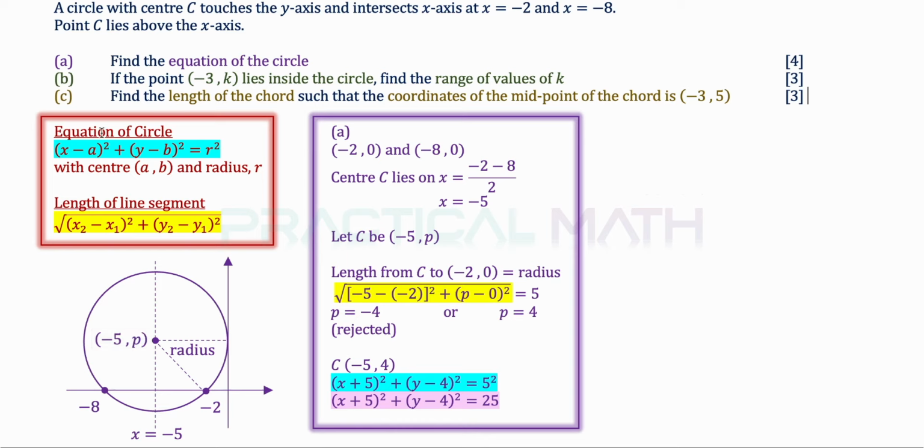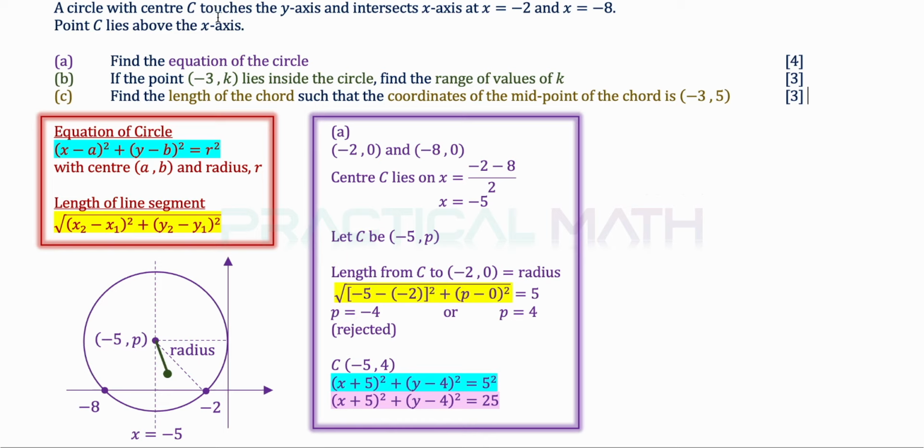Plugging into the formula, (x minus a) squared plus (y minus b) squared equals r squared: x minus -5 should actually be x plus 5, squared. y minus 4, squared, equals the radius, which was found earlier, 5 squared, which gives us 25. So the part A answer is (x plus 5) squared plus (y minus 4) squared equals 25. And that's the answer for part A. Now moving on to part B.